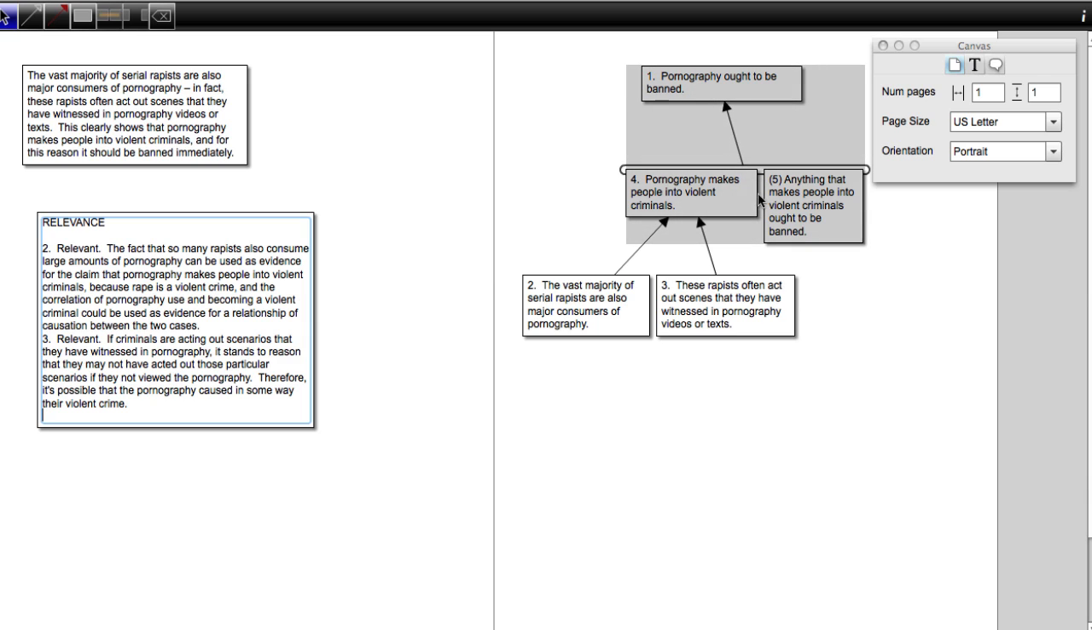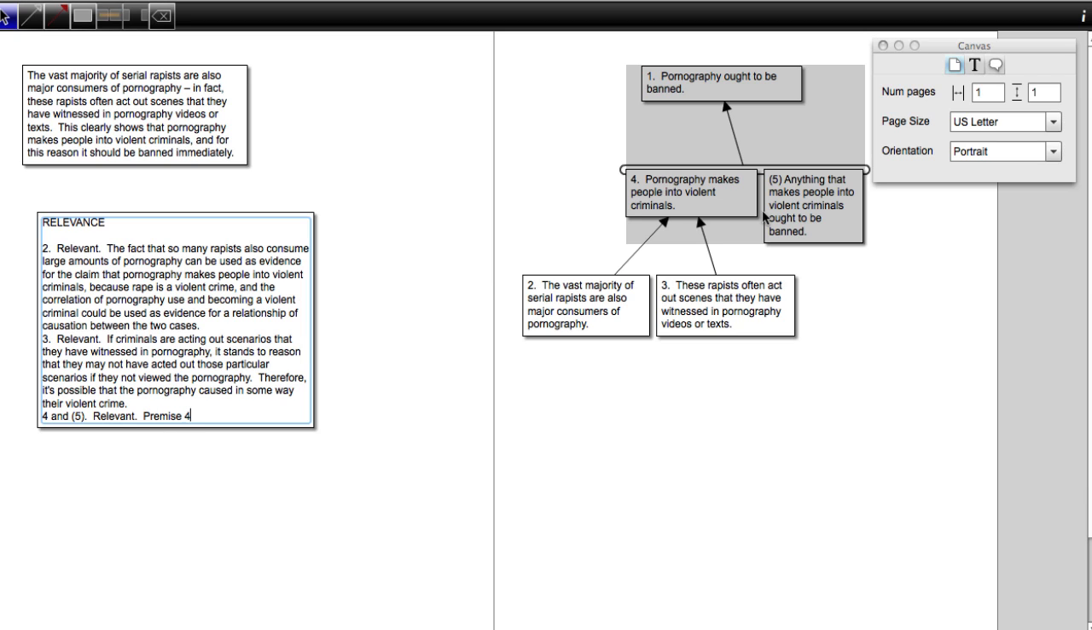Now, 4 and 5 are dependent premises. They're linked, so I have to ask about their relevance together. So I just assume that these claims are acceptable to ask whether they are relevant. Pornography makes people into violent criminals. Anything that makes people into violent criminals ought to be banned. And I would say yes, these 2 are relevant.